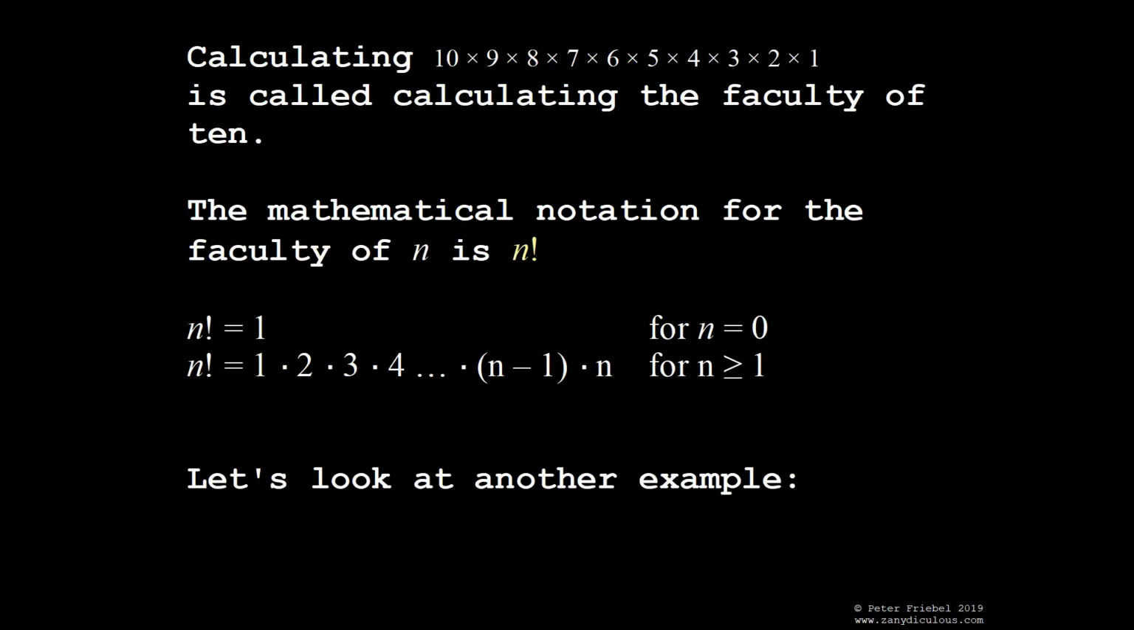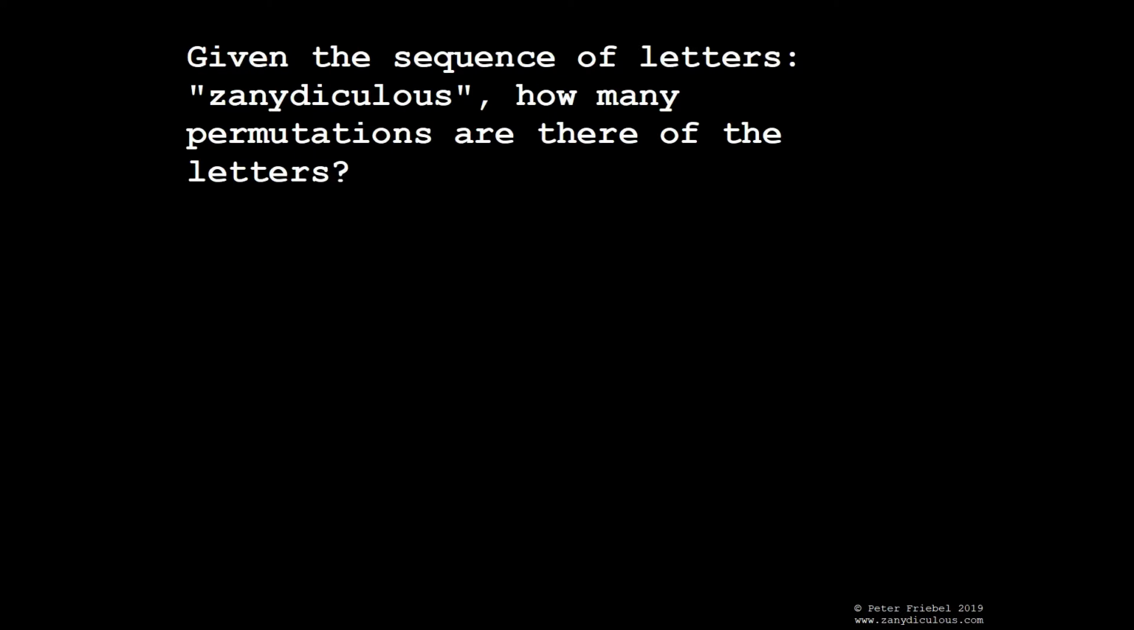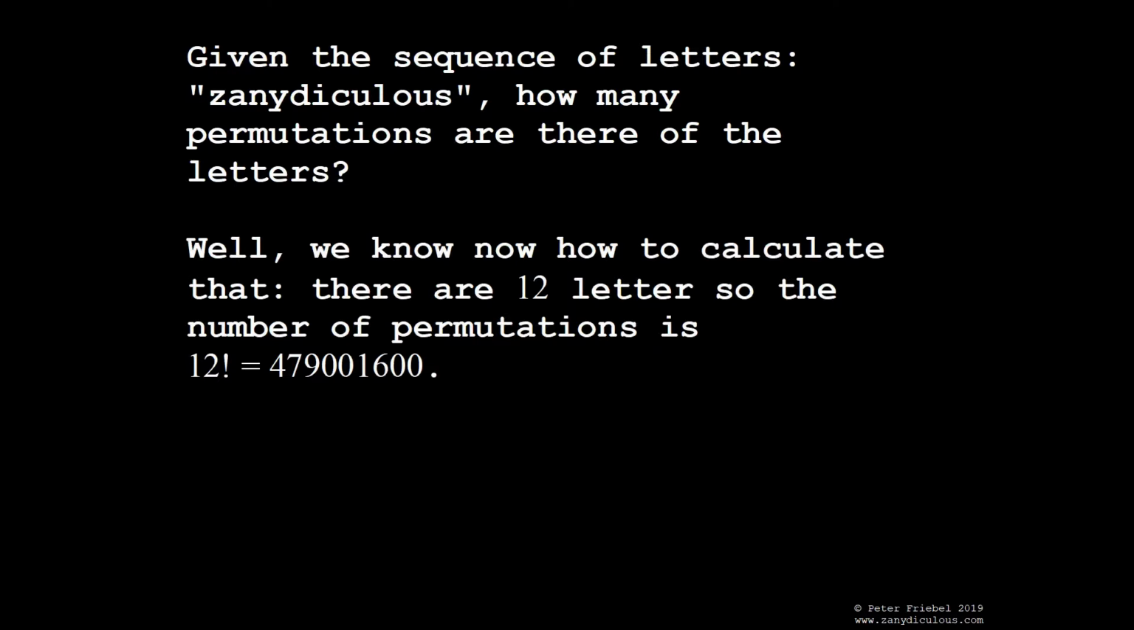Let's look at another example. Given the sequence of letters, Zanydiculous, how many permutations are there of the letters? That means, in how many ways can you order all the letters to create other words? Well, we know now how to calculate that. There are 12 letters, so the number of permutations is 12 factorial, the factorial of 12, which is 479,001,600.